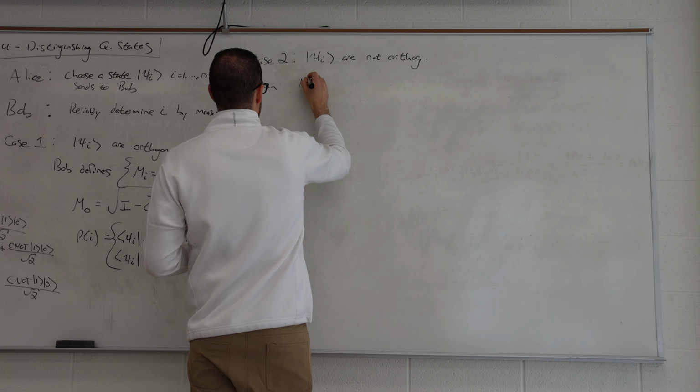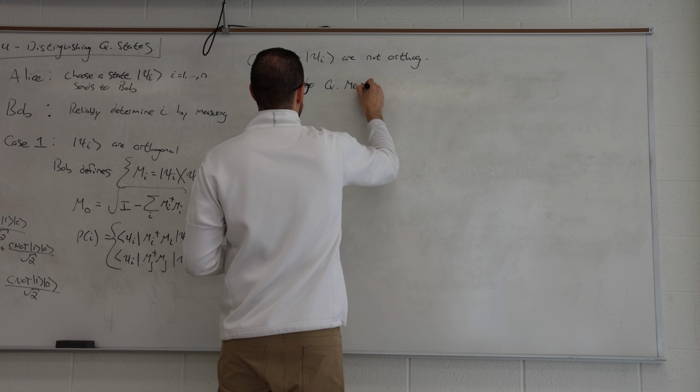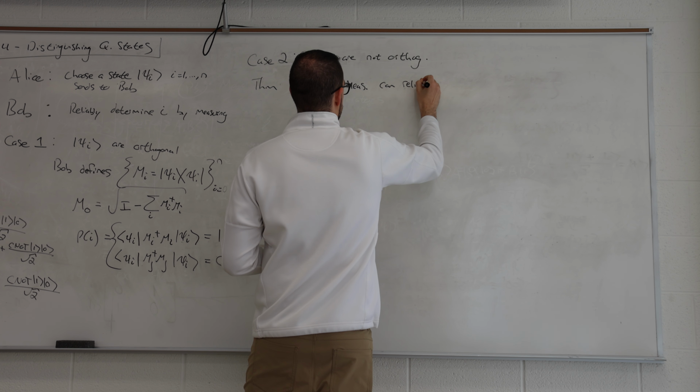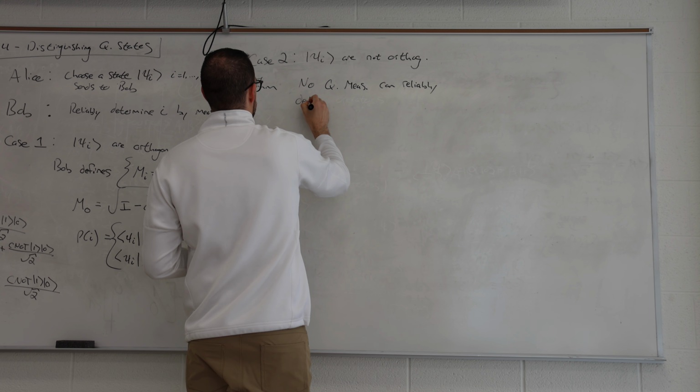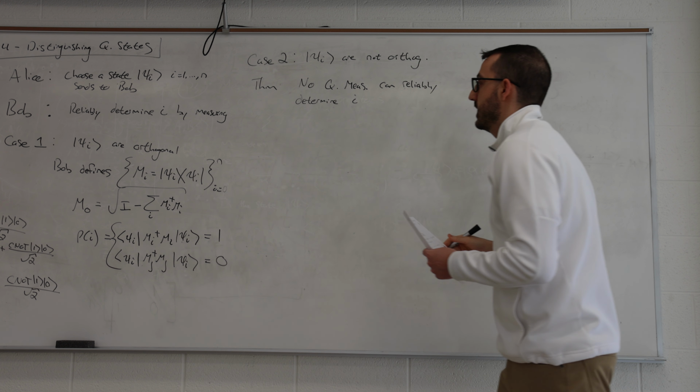So the theorem is no valid measurement can reliably determine the index I, which is to say which state Alice actually sent. The proof of this, or a more rigorous discussion, will be in box 2.3 on page 87, which I'm not going to go through, but I do want to give you the intuition. Let's consider the following example just to get some traction and see what's going on.